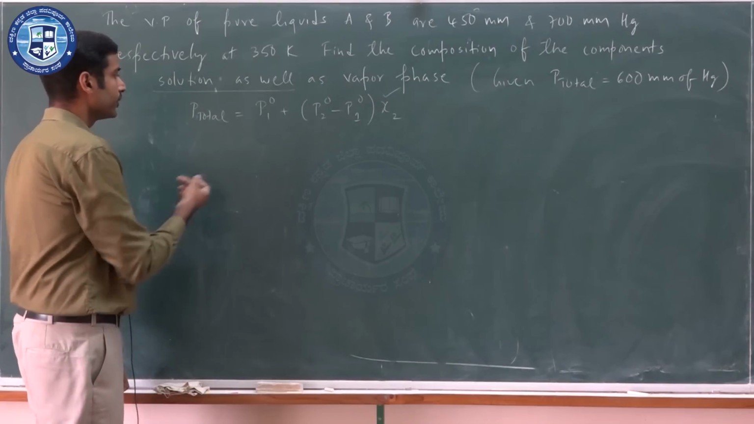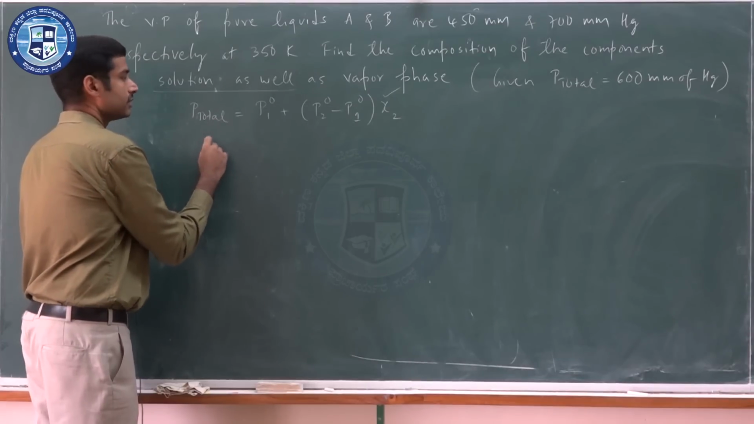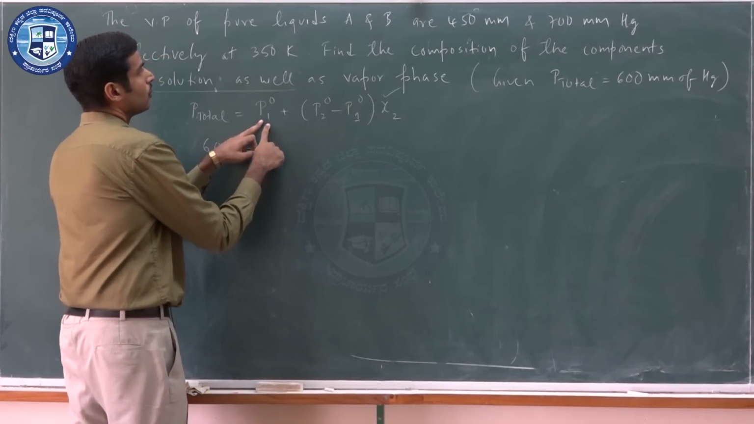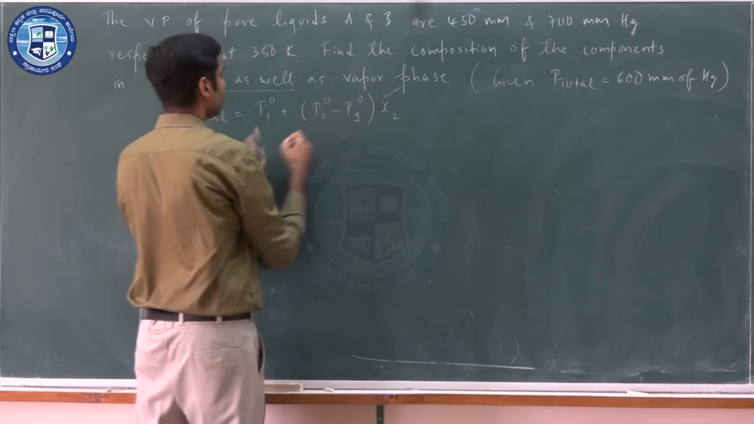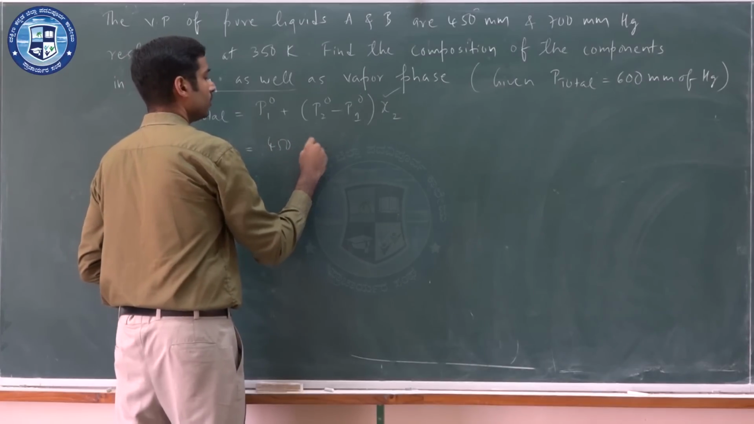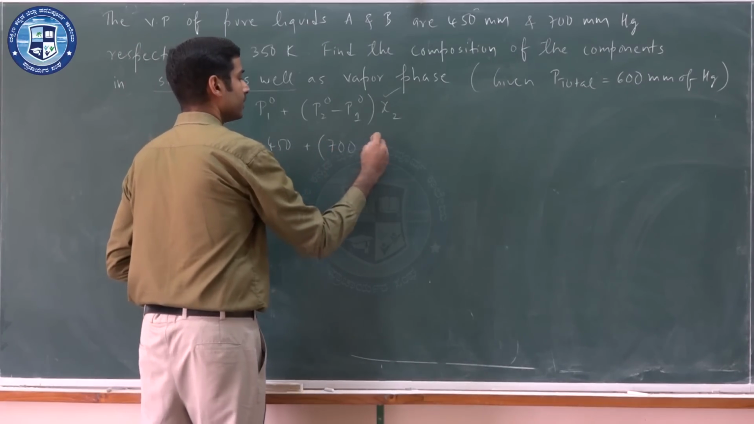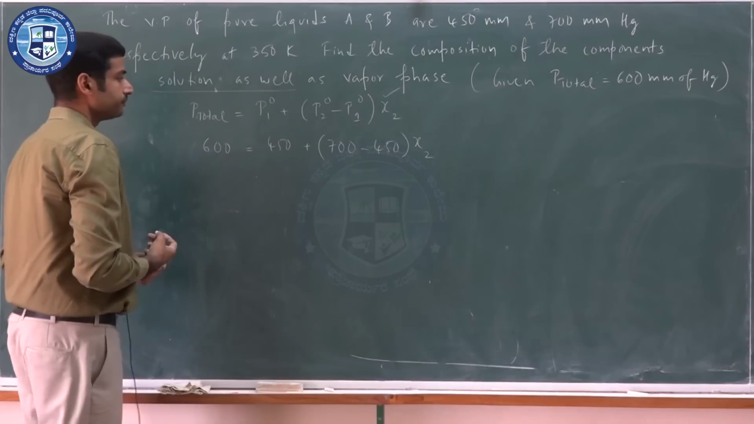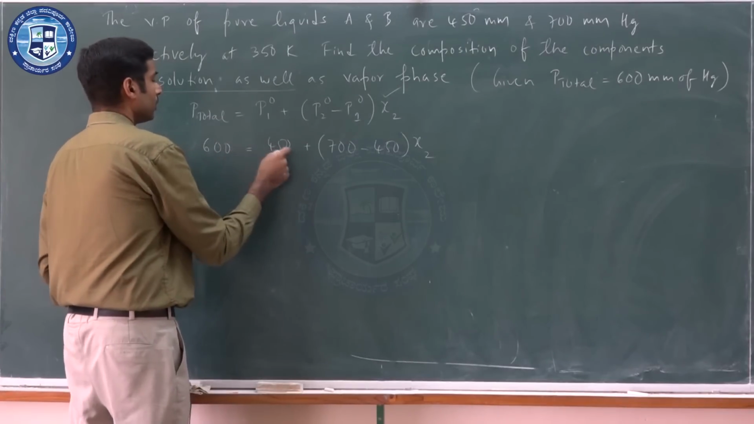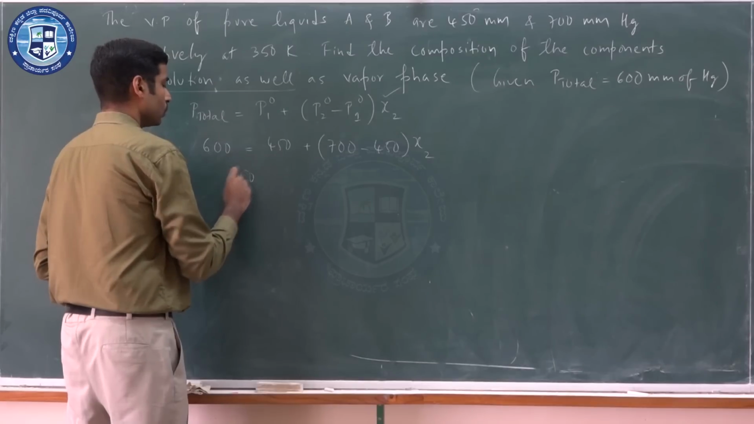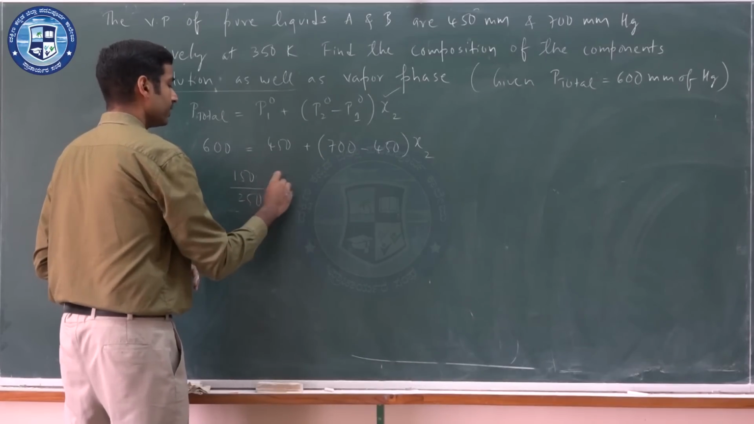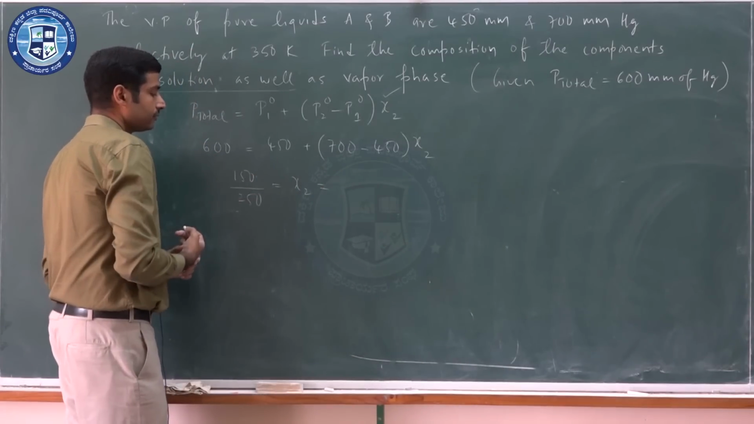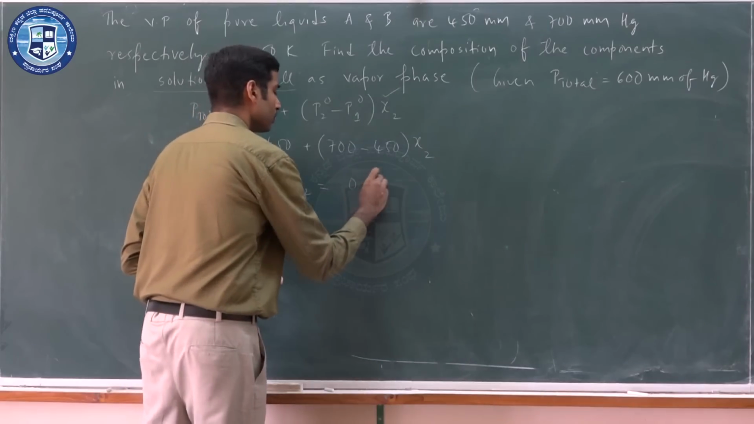All I have to do is I have to substitute. P total is given, this is 600 millimeter of mercury, P1 0. So, 1 is A over here. So, this is 450 millimeter of mercury plus the difference will be 700 minus 450 into x2. So, this will be 150 over this difference is 250. So, this is mole fraction of component 2. This will give me a ratio of 3 by 5, which is equal to 0.6.